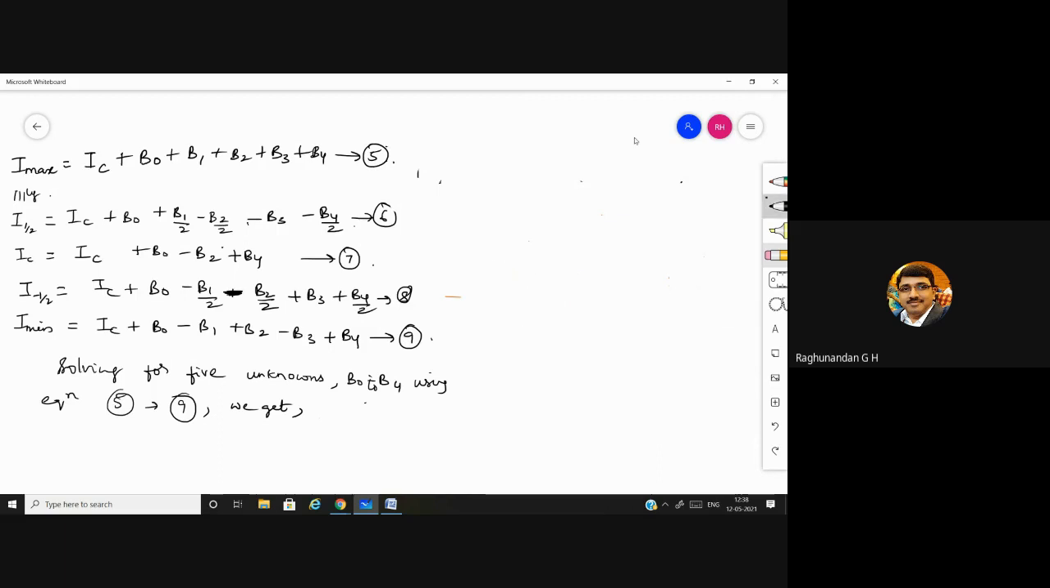So we'll write V naught, V1. In the textbook also I have given this, but no other textbooks have this. B3, B4, and on the other hand on x-axis you write I max, I half, I minus 1 by 2, I min, and last is IC. So these are all the available unknowns.